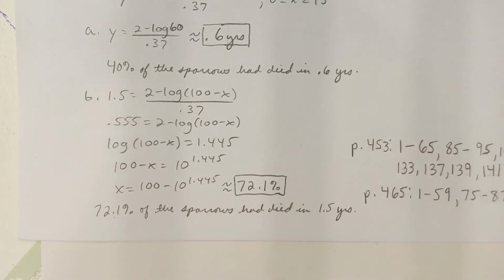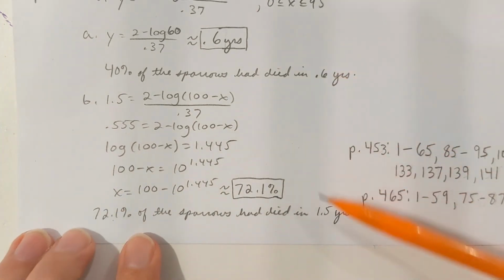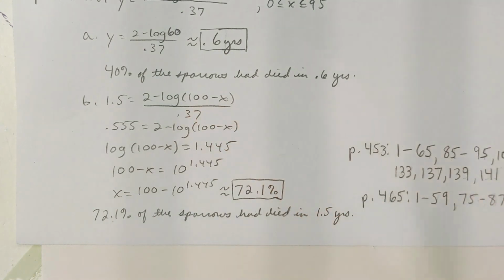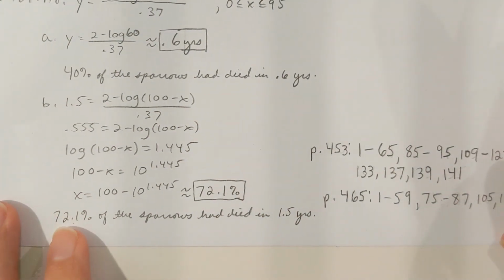So the interpretation of this part here, part B, would be to say that 72.1% of the sparrow population that was originally there would have died off in 1.5 years. Okay, and again, as time goes on, more of the sparrow population is going to die off than from what was originally there.